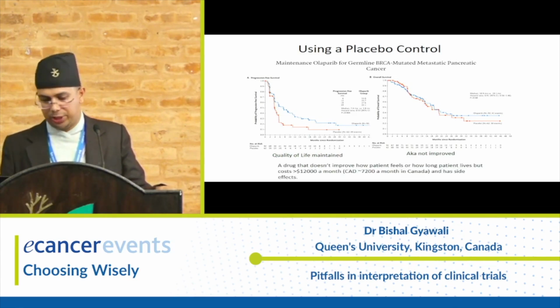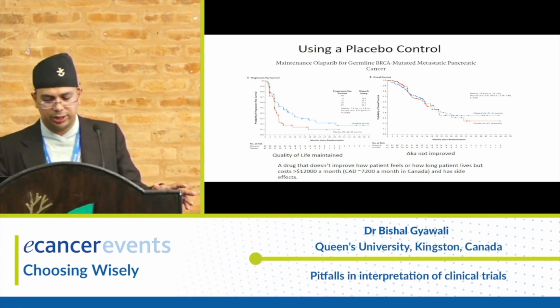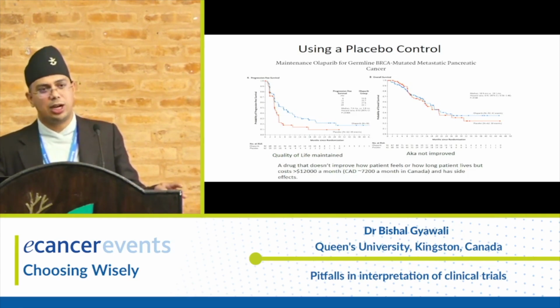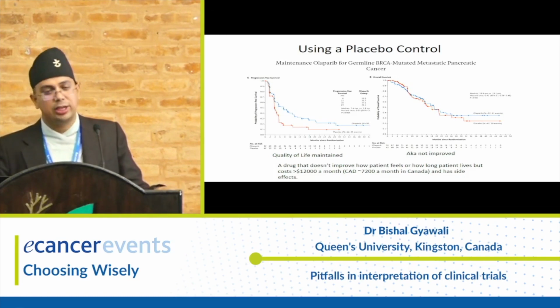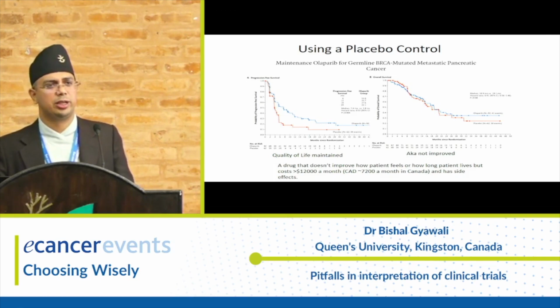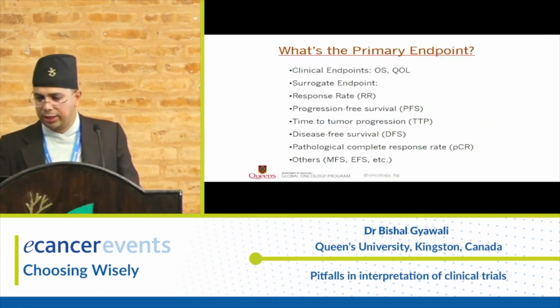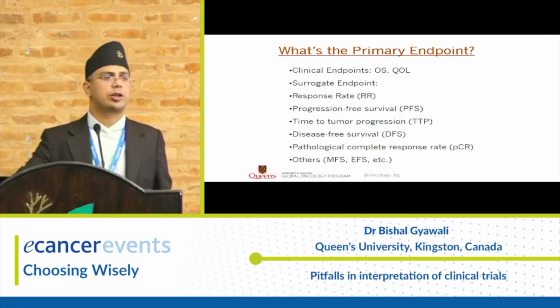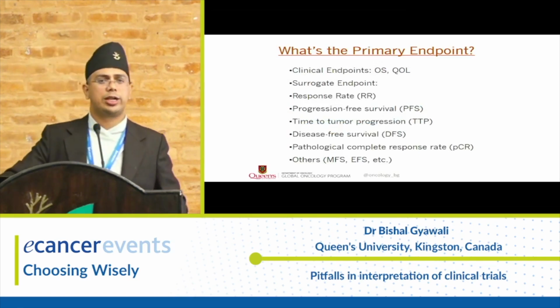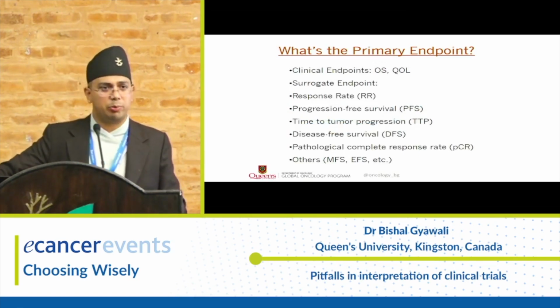So basically, it's a drug. Then the correct conclusion would be this is a drug that does not improve how a patient feels or how long a patient lives, but costs more than $12,000 a month and has some important side effects. So is this a drug that's worth having? No. And then after looking at the control arm, the next question we should ask while reading a trial is, what is the primary endpoint of the trial?